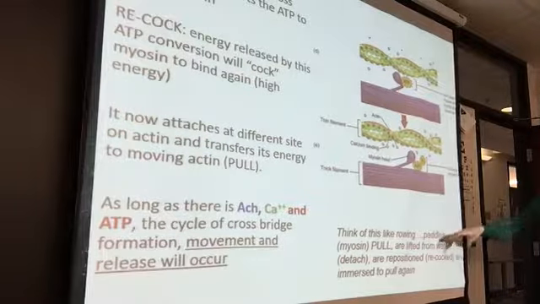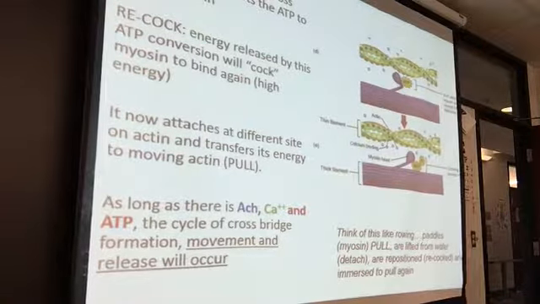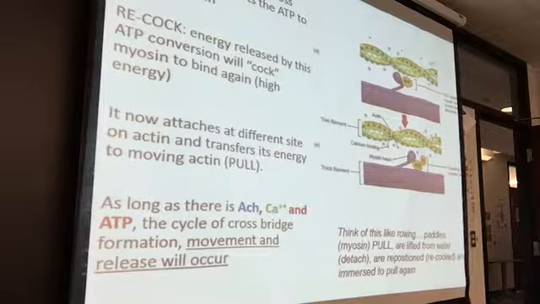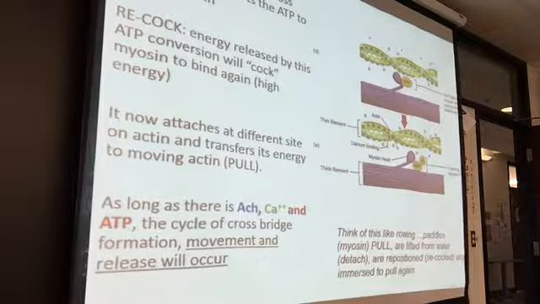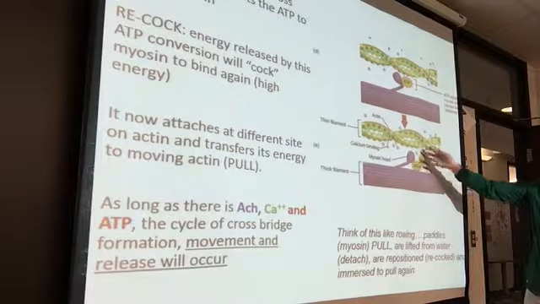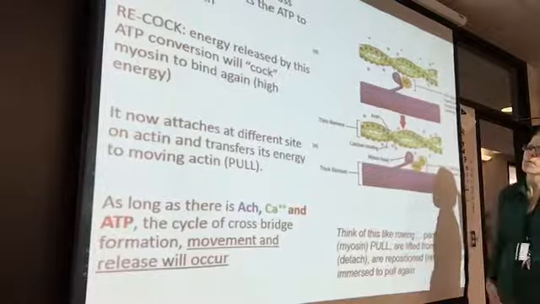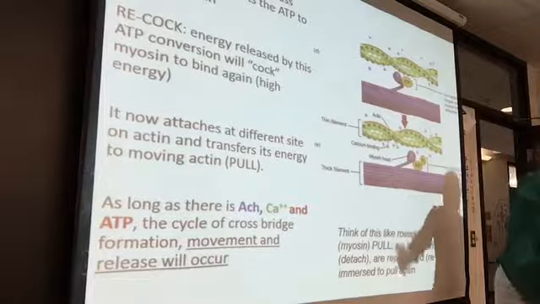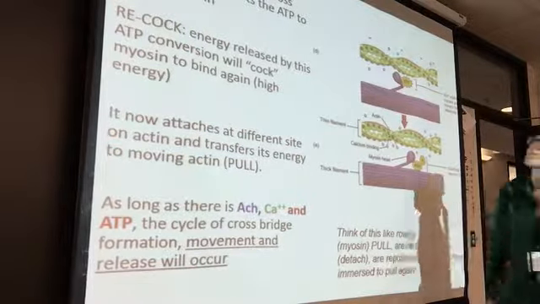They liken it to rowing a boat. I've always likened it to ratcheting, but it doesn't matter. It's an analogy, whatever analogy, metaphor, you guys like. But it'll keep doing this until it runs out. So calcium's got to be around. Acetylcholine keeps needing to be sent, right?